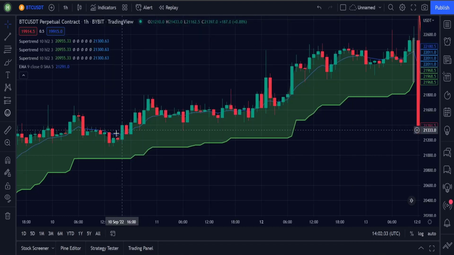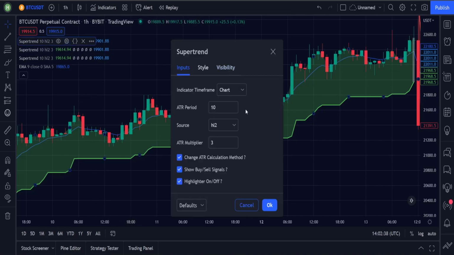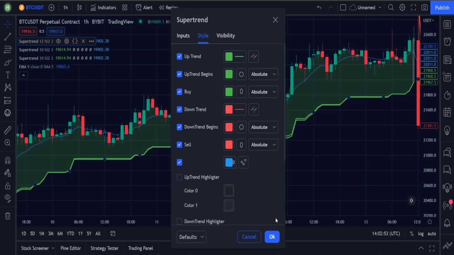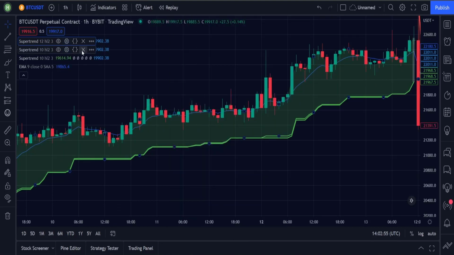Now here's where we're going to change the settings. Pay attention to all of this stuff. Go into the settings, that's for the first one. Now you're going to change the ATR period to 12 and leave multiplier at 3. We're not going to show the buy-sell signals, so uncheck this one. Now we'll go into the style and we're going to get rid of uptrend and downtrend highlighter. So that's the first one.